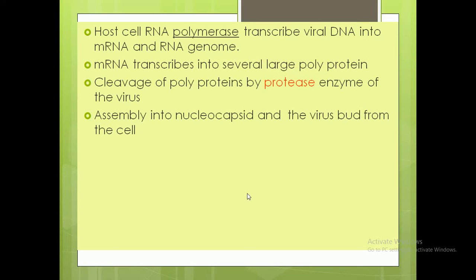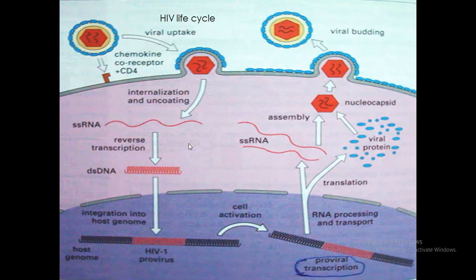Host cell RNA polymerase transcribes viral DNA into messenger RNA and RNA genome. The messenger RNA is translated into several large polyproteins, and then these polyproteins are cleaved into smaller proteins by the protease enzyme of the virus, and then assembly into the nucleocapsid occurs and the virus buds from the cell. So each cell will be converted into a factory to produce a large number of viruses. And this figure shows the life cycle of the virus.